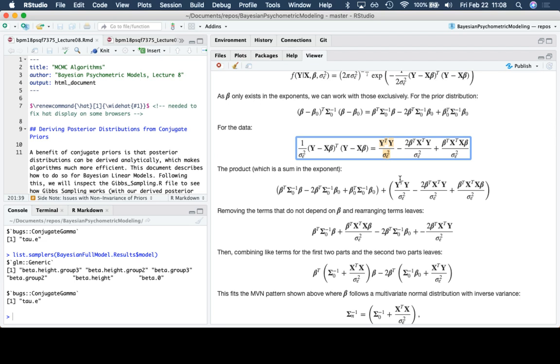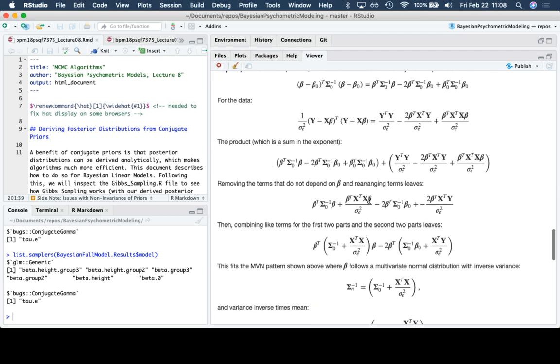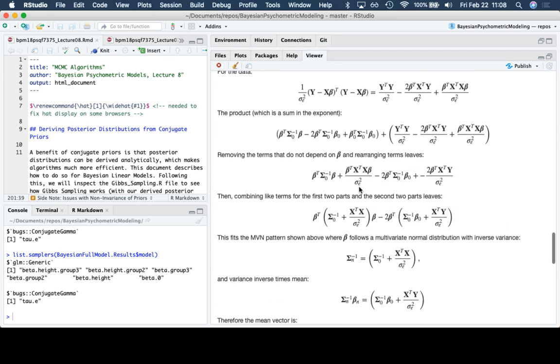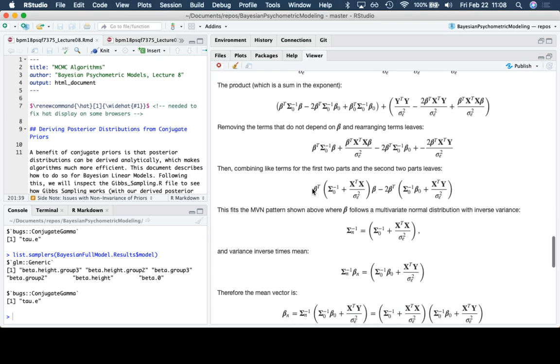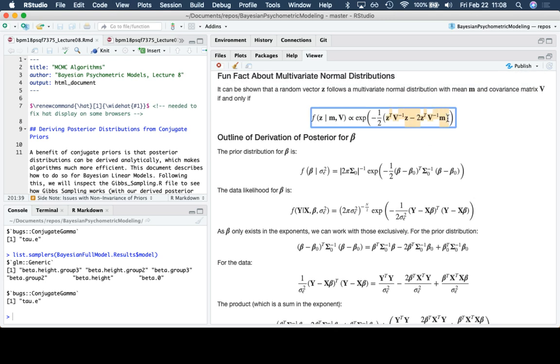And since these are in the exponent, when we multiply the prior by the data, when exponentials multiply, the terms in the exponent add together. So we bring those together and we end up having some stuff we can cancel. First of all, we can get rid of some stuff because it doesn't involve beta. Other stuff we can cancel. And when we combine like terms, we end up getting a form that fits this pattern right here.